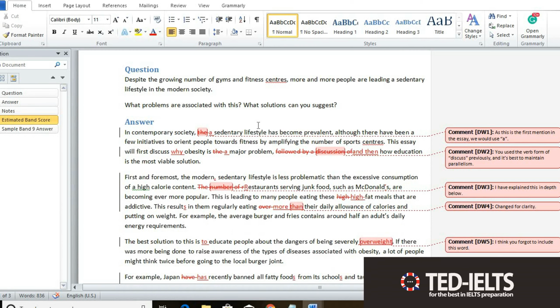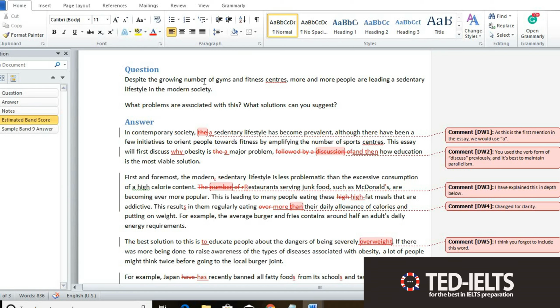Now we're going to look at 4 essays today, and these are all on the same question, this question up here. Despite the growing number of gyms and fitness centers, more and more people are leading a sedentary lifestyle in modern society. What problems are associated with this? What solutions can you suggest? So first of all, let's just take a moment to analyze the question, because that's what you should be doing when you're doing the writing exam.